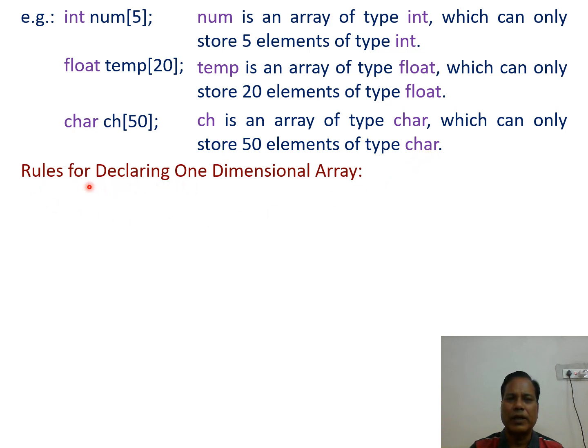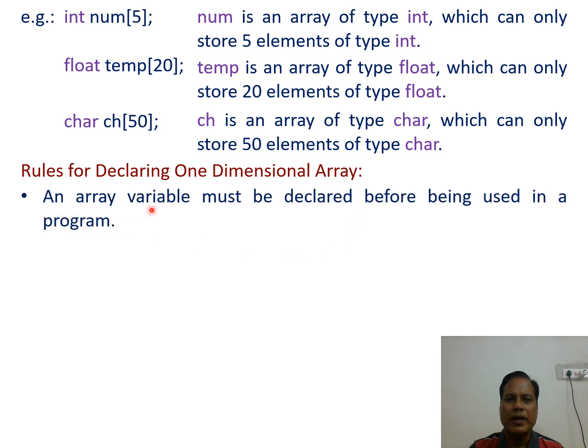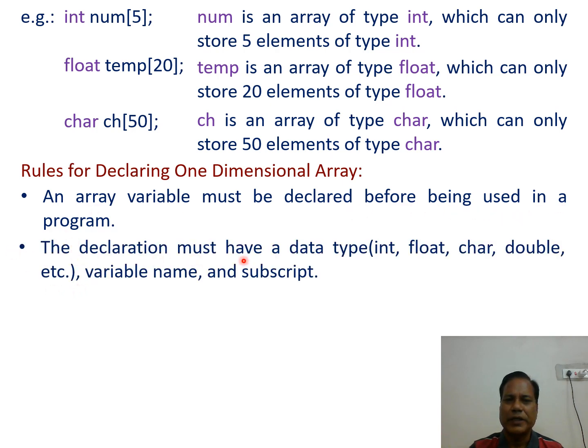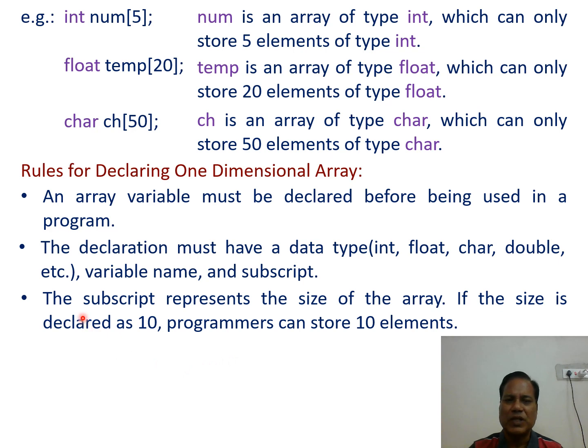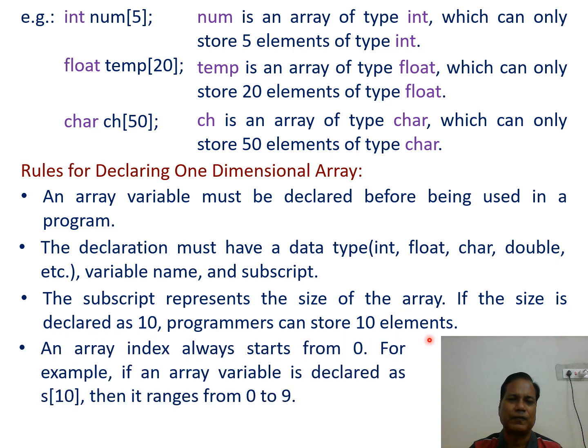Rules for declaring a one-dimensional array. An array variable must be declared before being used in the program. The declaration must have a data type that may be int, float, char, double, etc. Then variable name and subscript. The subscript represents the size of the array. If the size is declared as 10, the programmer can store 10 elements.